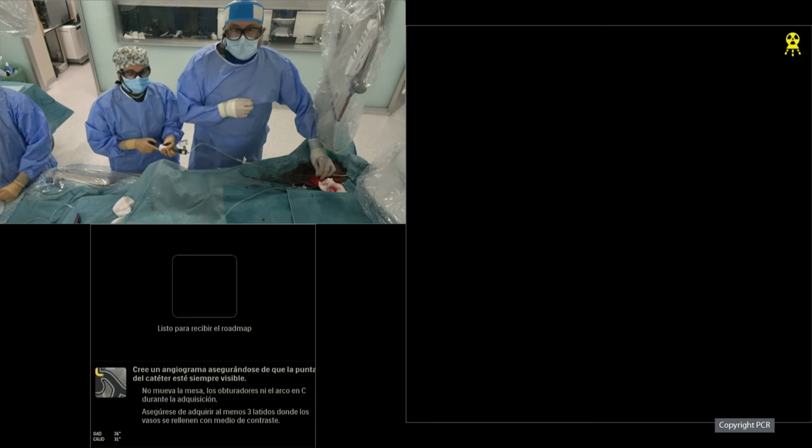To perform a kissing. You saw in the last injection that it looks like everything was patent, all the branches. So Peter, what do we do here? Kissing LAD, kissing OM, kissing everywhere?